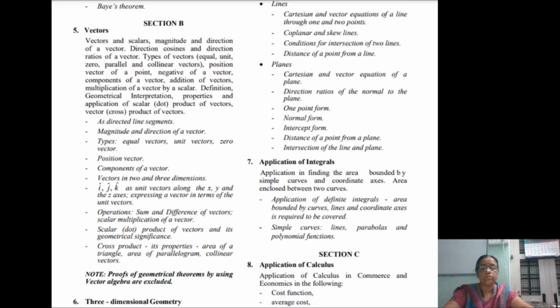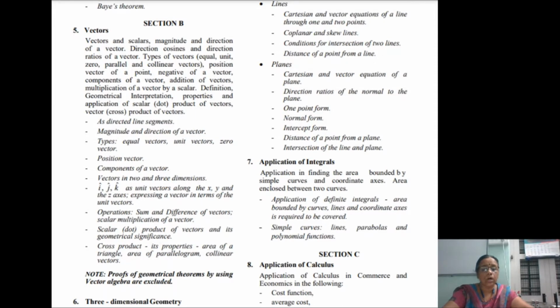We also have to know how operations on vectors are done, that is the sum and difference of vectors as well as the scalar multiplication of a vector. All these are ideas you have learned in physics also, but still we have to go through them in our Section B. Then we have to cover the scalar product of vectors as well as the cross product, or vector product, of vectors, along with their properties.